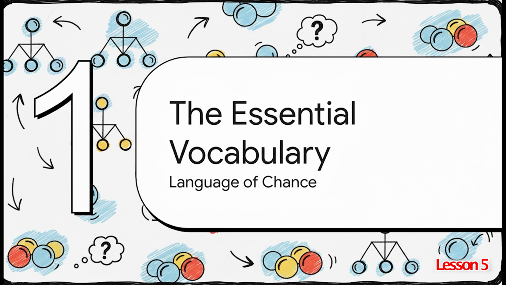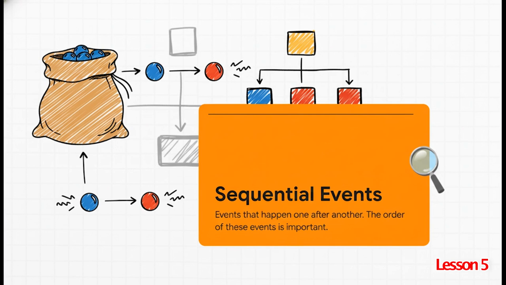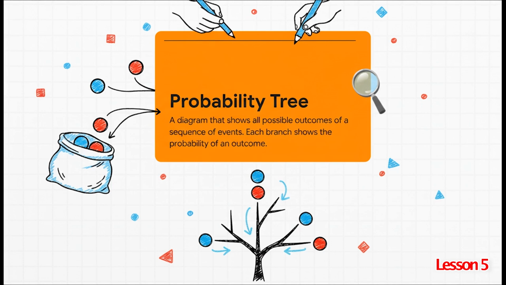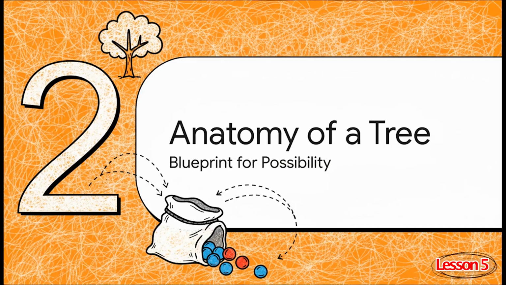Let's look at a couple of bits of vocab. So we're talking about sequential events. That just means things that happen one after the other. And the order for this does matter. Like if you flip a coin, then roll a dice, that's the order we're talking about. Then there's a probability tree. It's just a diagram. It helps you lay out all the possible outcomes in order. It shows you the sequence of events. The end of every branch is a particular outcome.